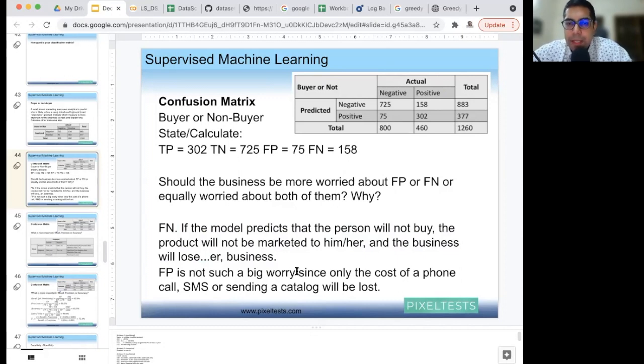Okay, good. Now, let me spin the question slightly. The courier department of that same business should be worried about what? FN or FP? The courier department should be worried about FP or FN? The courier means like the delivery department.